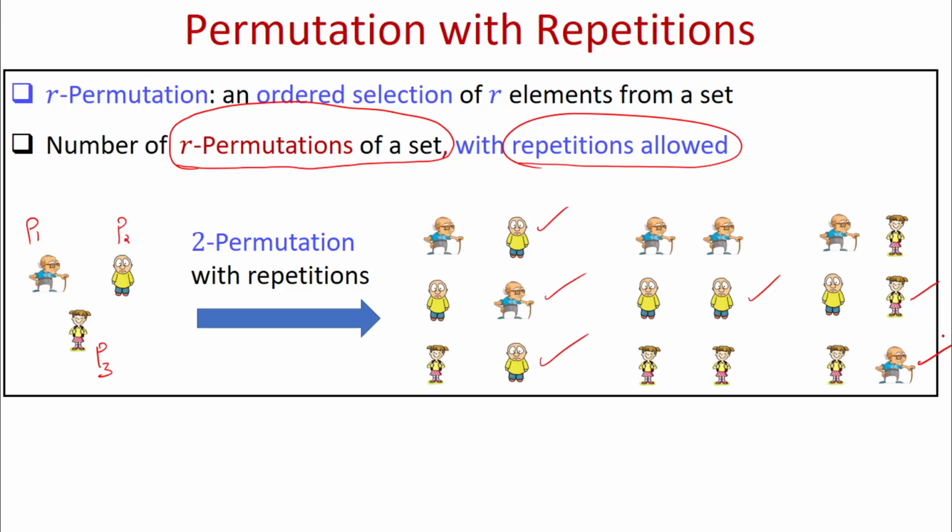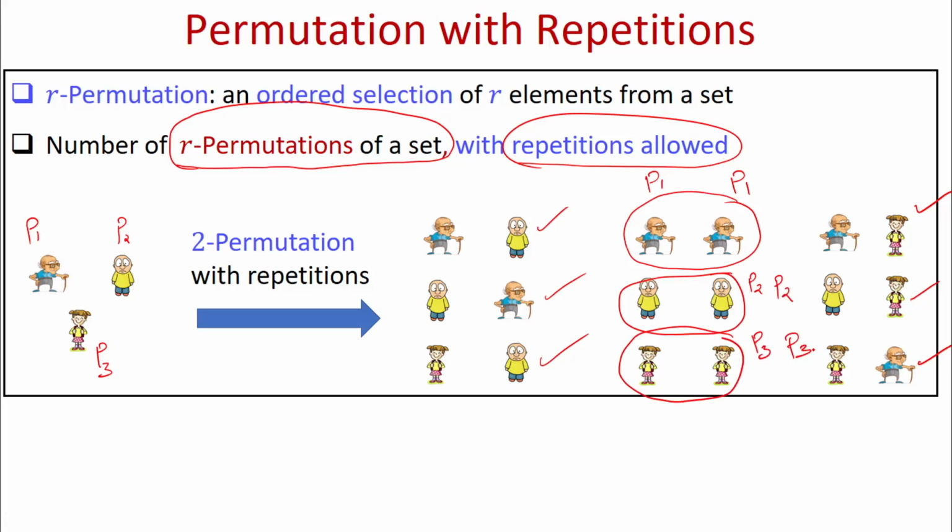So these were the six permutations which were there earlier when repetitions were not allowed. But now, since I am allowing repetition, I can have a permutation where I have person 1 followed by person 1. I can have P2 followed by P2, and I can now have a new permutation where I have P3 followed by P3. These are all allowed now because repetitions are allowed in this case.